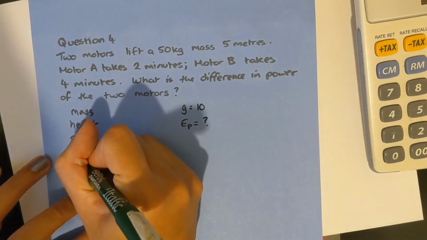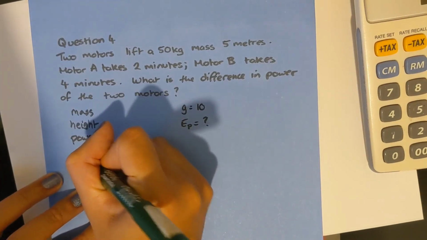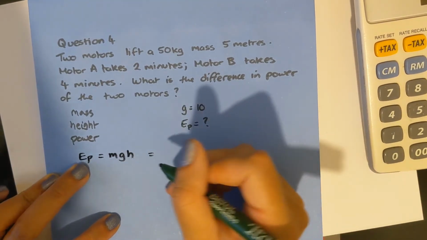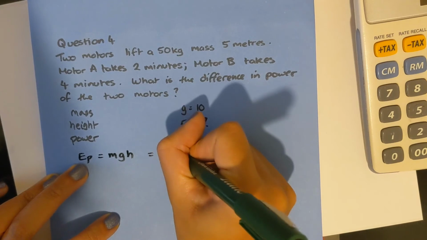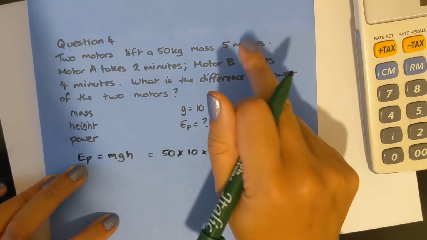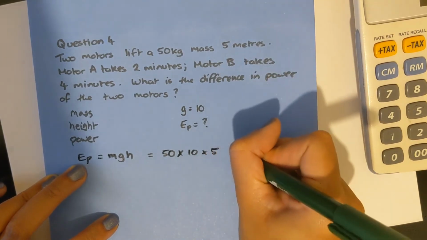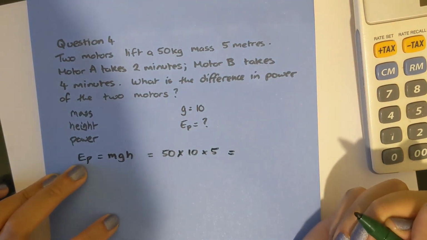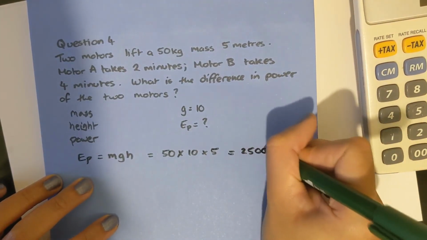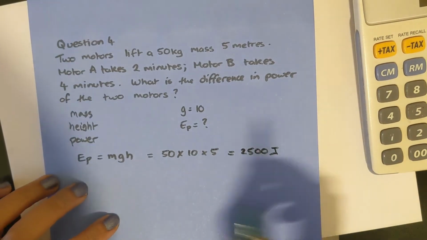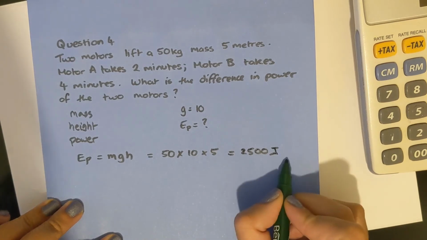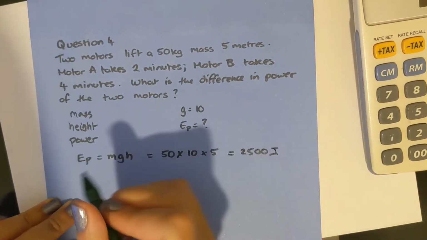So GPE or EP equals mgh. So energy transferred equals mass, which is 50 kilograms, multiplied by the gravitational field strength, which is 10, multiplied by the height in meters, which is 5, and that is going to give us 2,500 joules. You can check that on the calculator if you need to. I'm interested in your practice for the power equation. So now we've got the energy transferred, we've got the time, we need to work out the power of each.